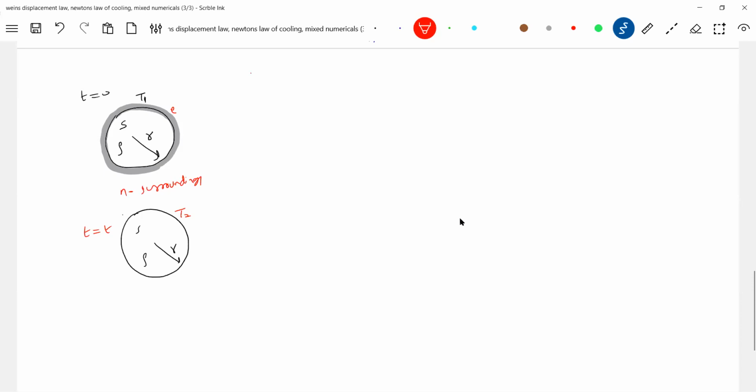According to Stefan's law, power radiated by a body, P, is equal to E sigma A T to the power of 4. I'm starting with a very basic problem. Do understand, this is Stefan's law. There is no surrounding, so T naught will not come. This is like the cooling of an isolated body. Okay, fine. Agreed, isolated body.